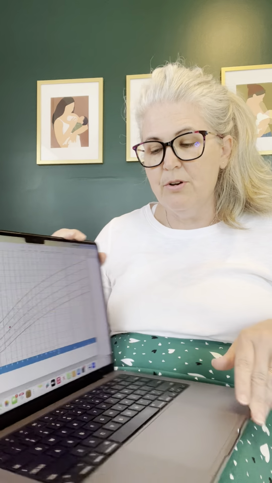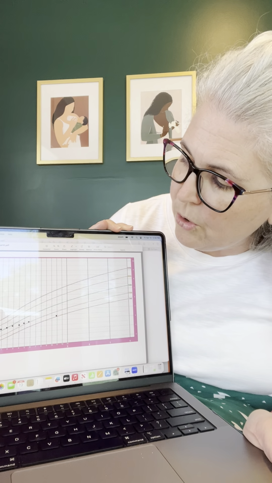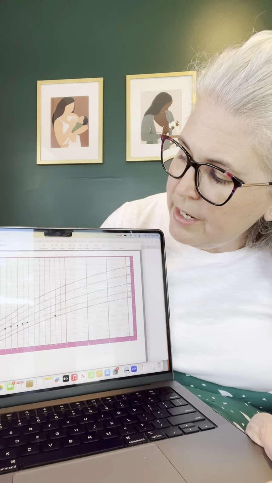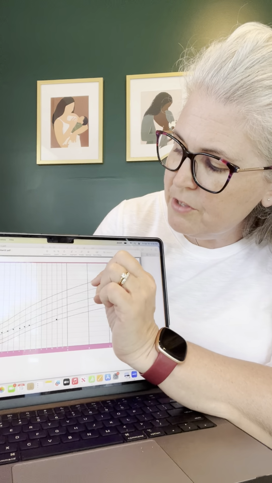Let me show you another example of a chart here. Okay, here is our second growth chart. This child, this is a girl. She started kind of up at the top, like up in that top yellow section above the green.